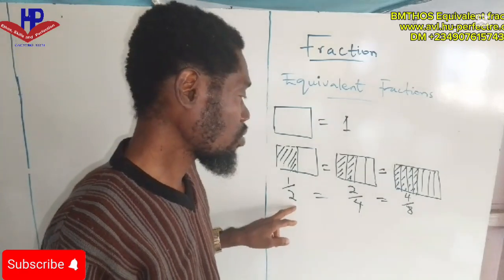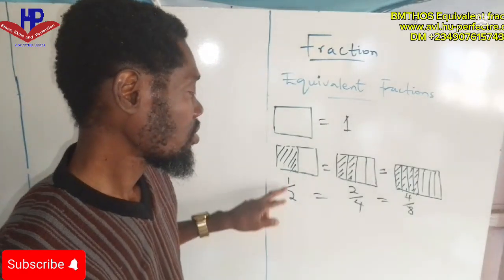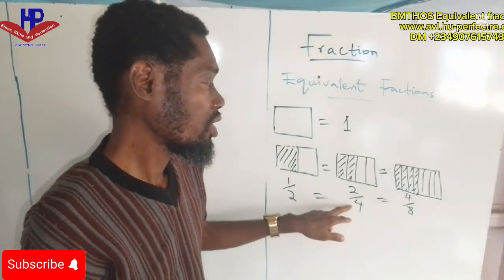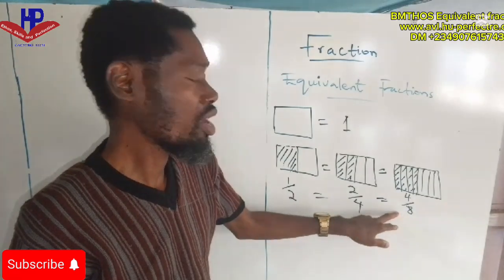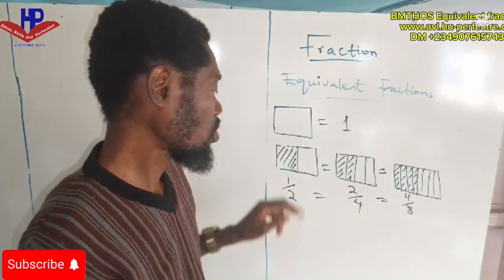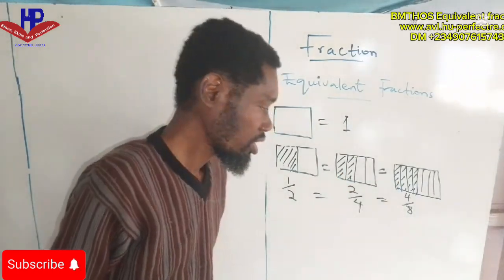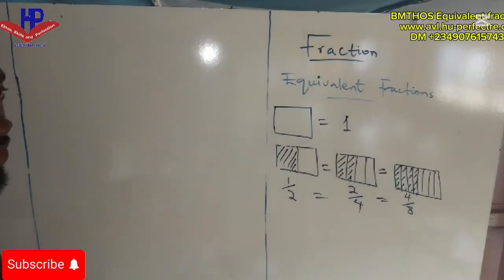So they are called equivalent fractions. You can see they are different fractions. 1 over 2 is different from 2 over 4, is different from 4 over 8, but yet they have the same numerical value with the whole part. So 1 over 2 is still 1 over 2. It's called an equivalent fraction.